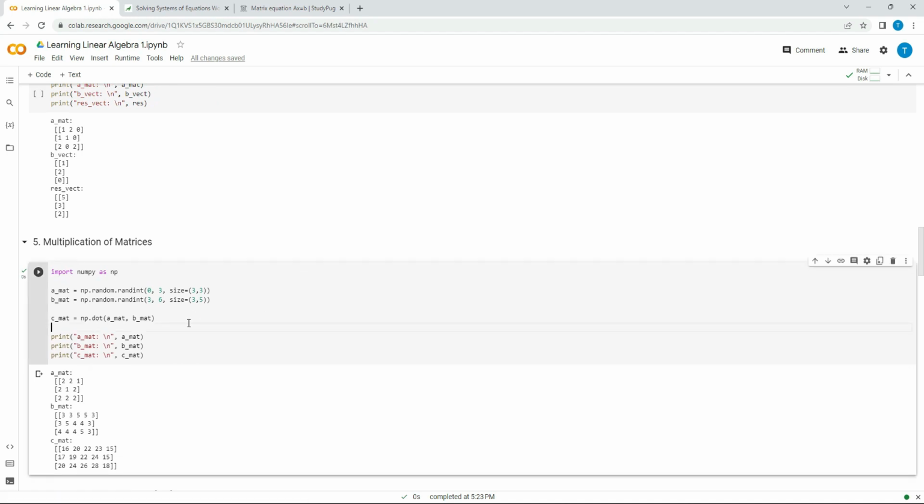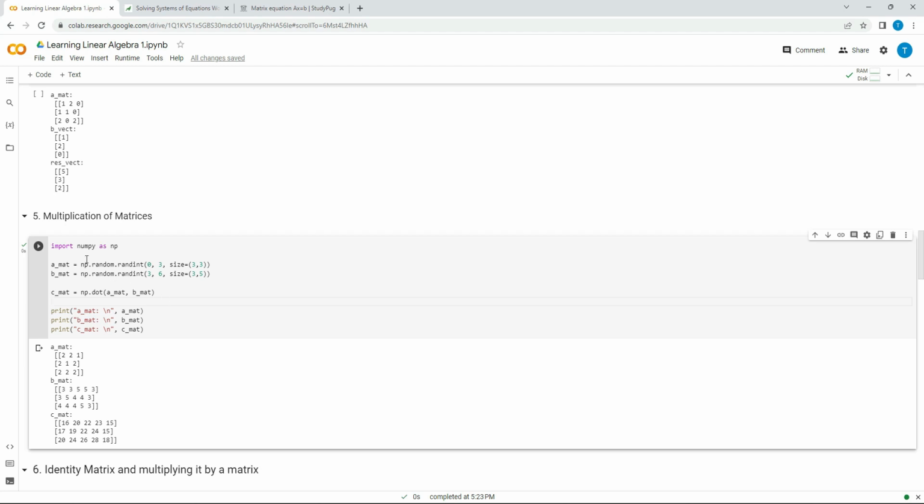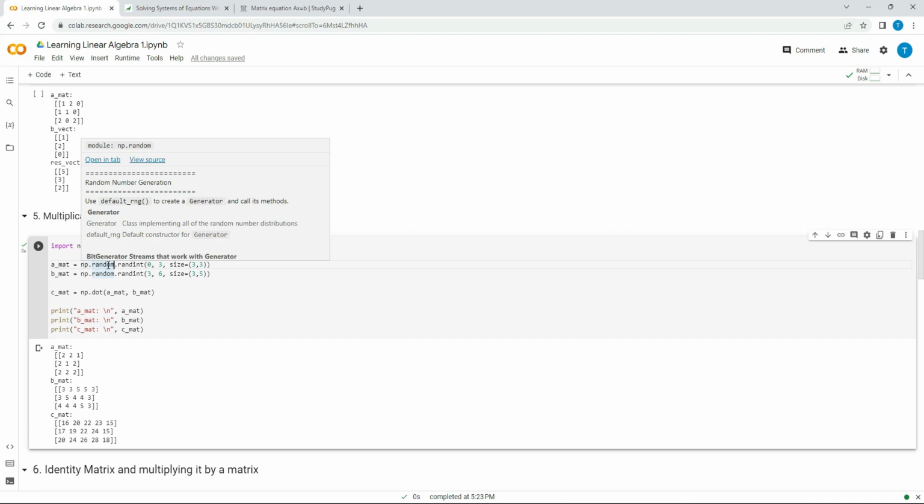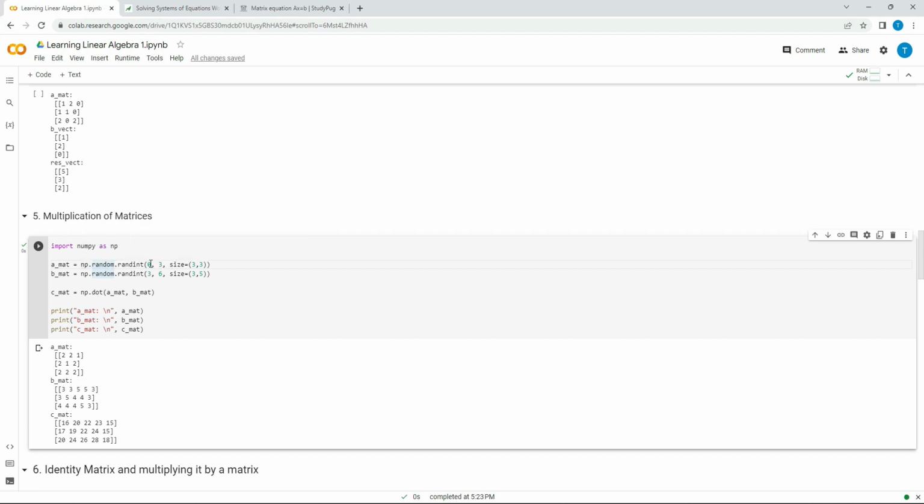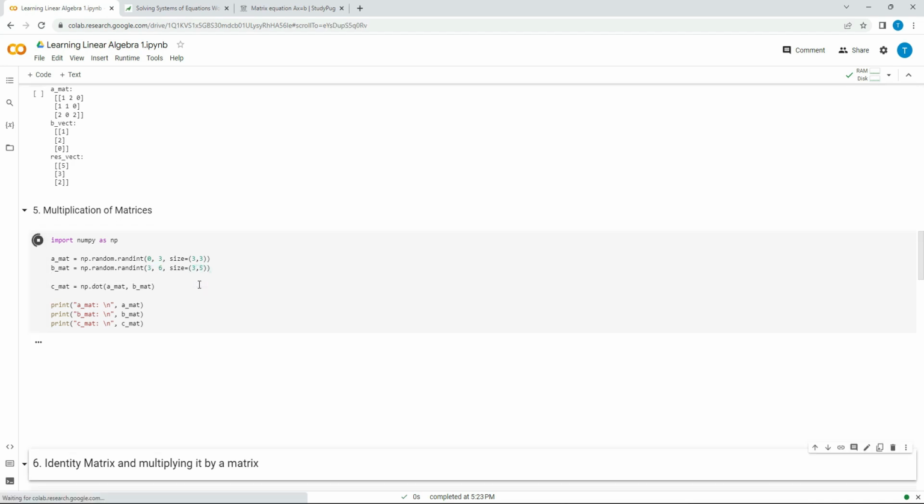It turns out you can actually multiply matrices together, and it's pretty straightforward. I import the library, and then I'm using NumPy random.randint, generating a matrix with numbers 0, 1, 2. You can see over here it's going to be a dimension 3 by 3. Likewise, I'm choosing numbers between 3 and 6, exclusive on the 6, so it's 3, 4, 5, and this matrix is going to be 3 by 5. When I run this, you'll see I got these two matrices, A mat and B mat. To multiply them, I use np.dot, and that gives me C mat.